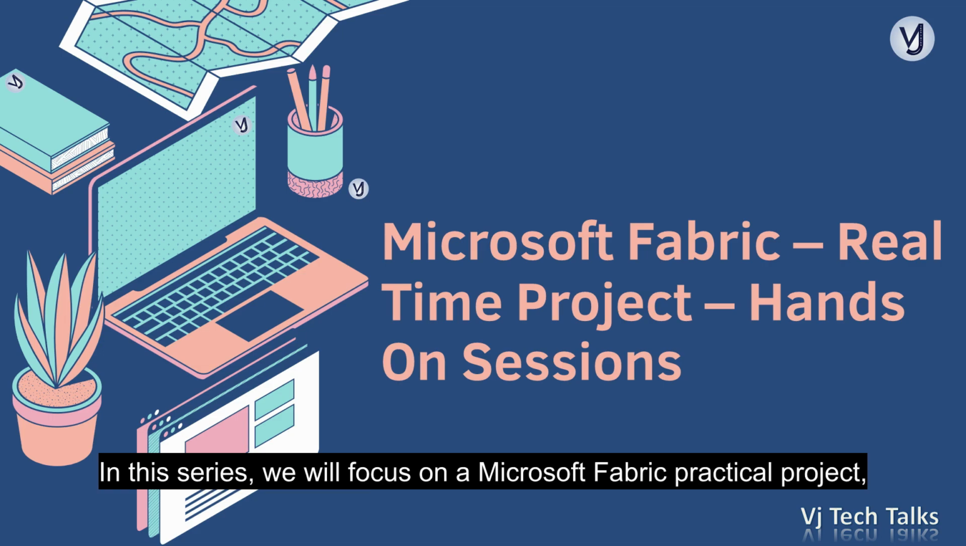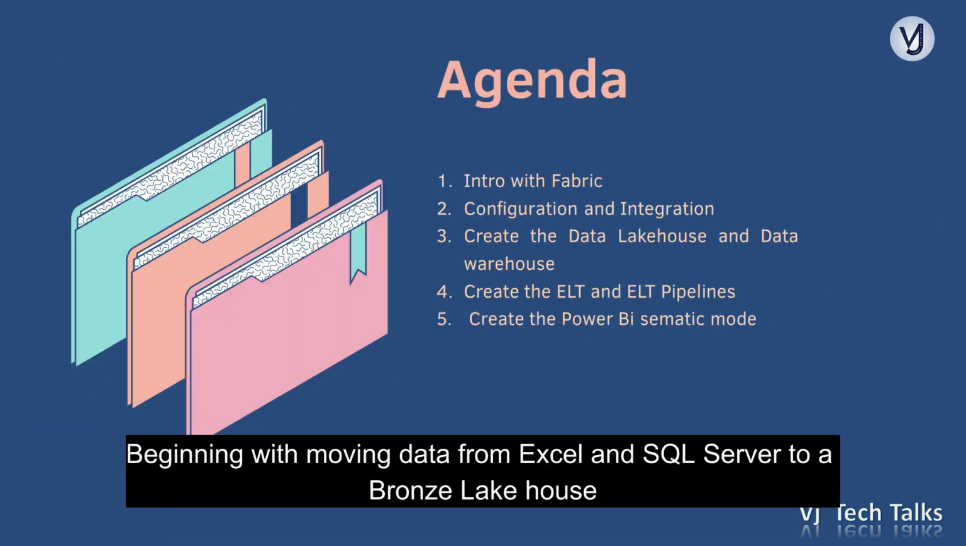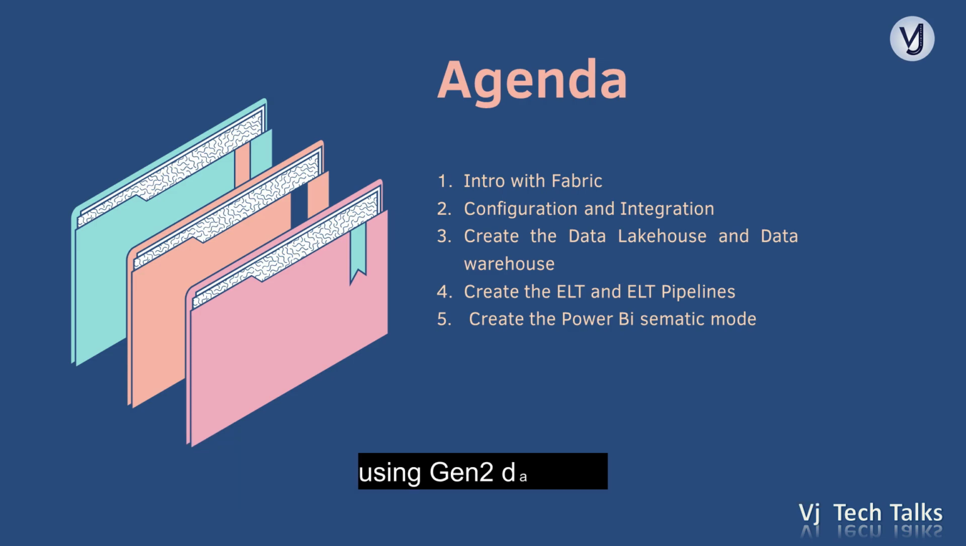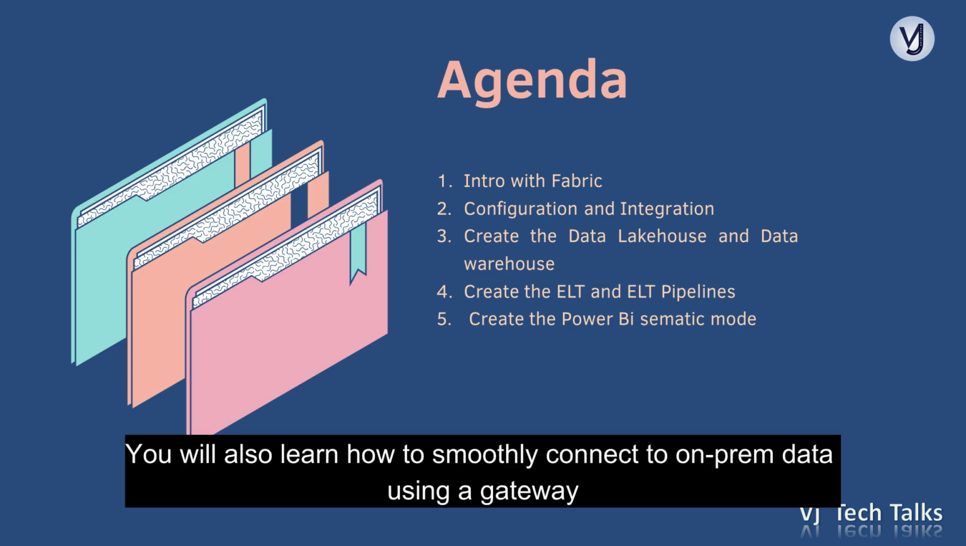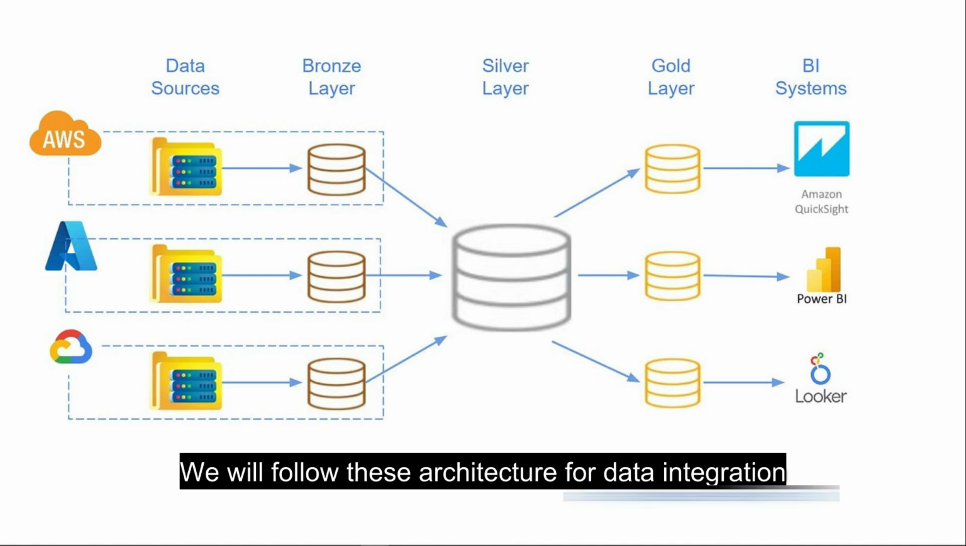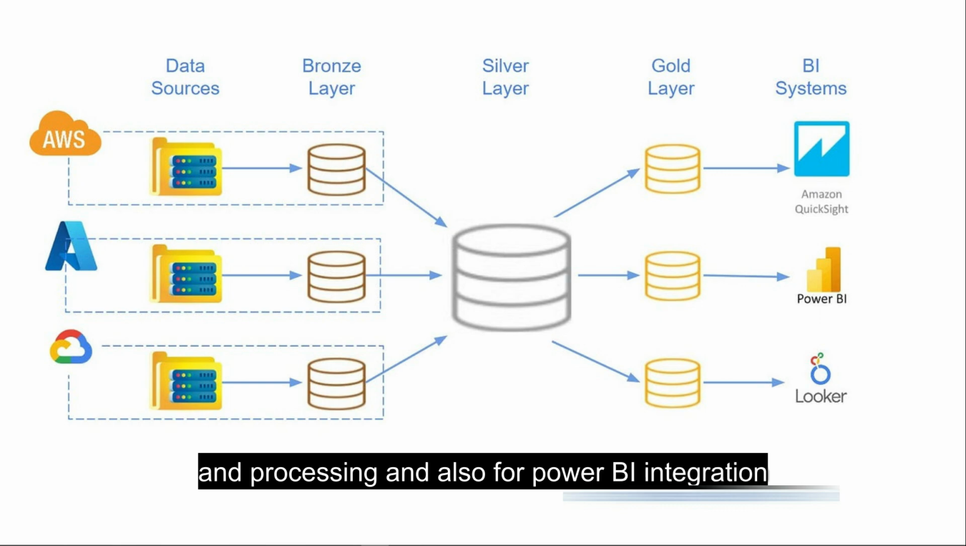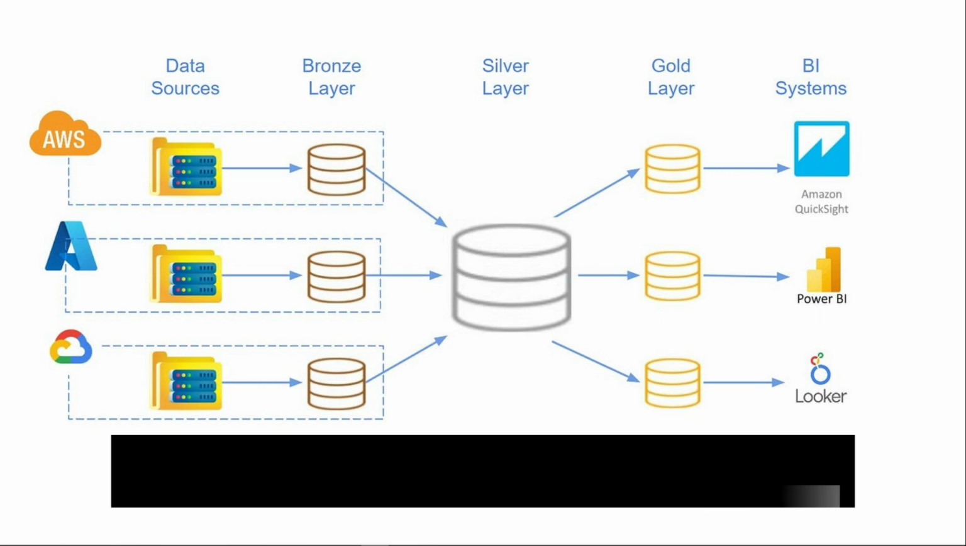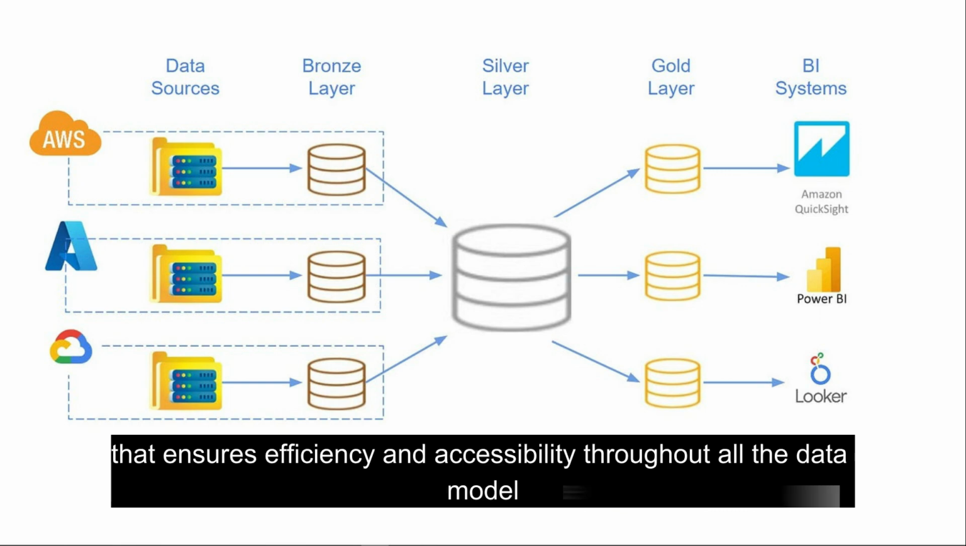In this series, we will focus on a Microsoft Fabric practical project, beginning with moving data from Excel and SQL Server to a Bronze Lakehouse using Gen2 Dataflow. You will also learn how to smoothly connect to on-prem data using a gateway. Next, we will deep dive into a Medallion architecture to organize our data. We will follow this architecture for data integration and processing, and also for Power BI integration that ensures efficiency and accessibility throughout all the data model.